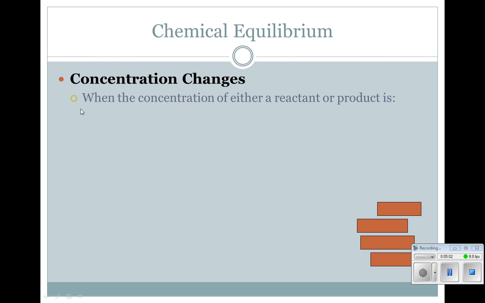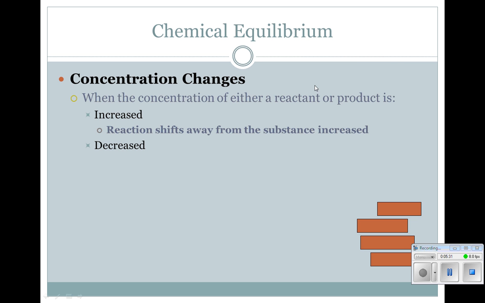So let's talk about specifically what happens if I change concentration, temperature, and pressure. We're going to start with concentration. We're going to apply, just like we've been saying, all of this to the collision theory, and it will make a lot more sense if we can envision it. So let's say that I have a reaction and the concentration of either a reactant or product is increased. The reaction shifts away from the substance that I increased.